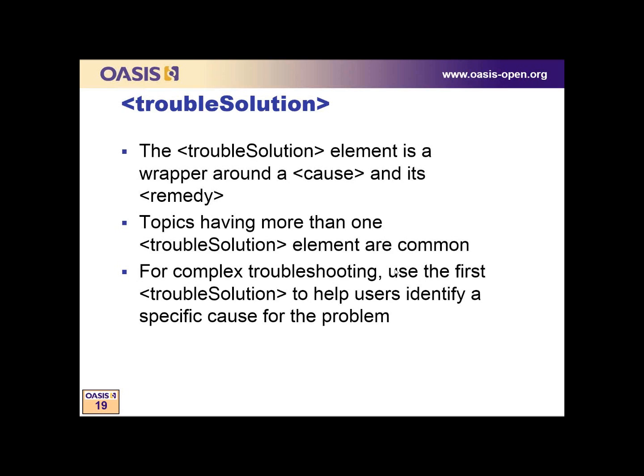So for our example here, initially we're just going to have one of these, but it is possible to have multiple ones of these to help you deal with troubleshooting situations that are a little more complicated. In extremely complex troubleshooting scenarios, you may want to use the first trouble solution to help users isolate a cause and narrow it down a little bit.